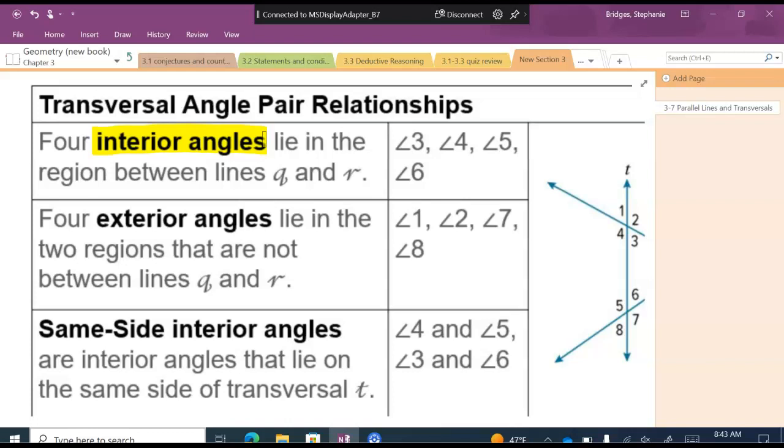4, 3, 5, and 6. Okay, so those are all in between. So those are called interior. And then you have your exterior, which lie on the outsides of the lines. What numbers lie on the outsides? 1, 2, 8, and 7.